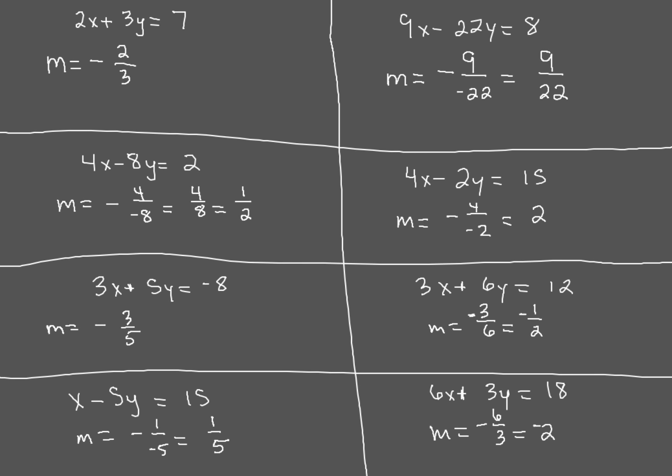So by now, hopefully you can look at a standard form of an equation and come up with that slope super fast. Of course, you could always solve each equation for y and determine the slope that way. Whichever technique you want to use, figure out the slope and you got it done.